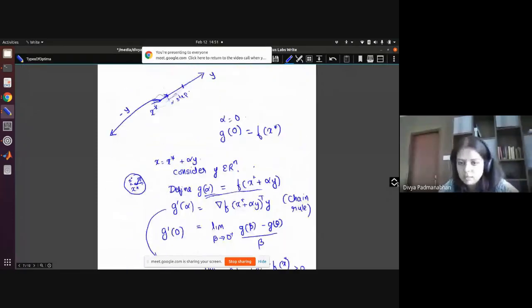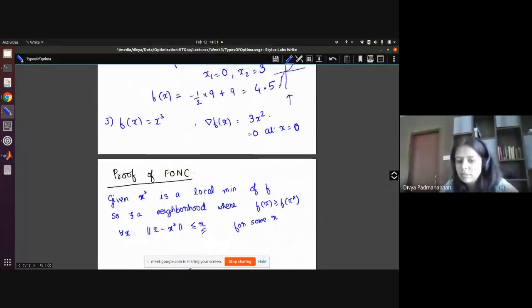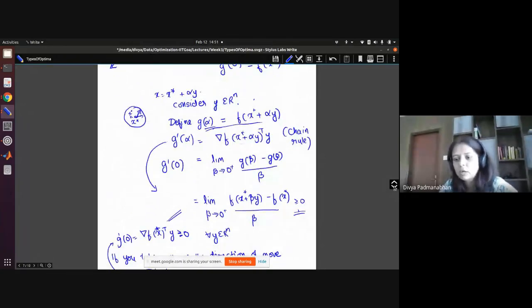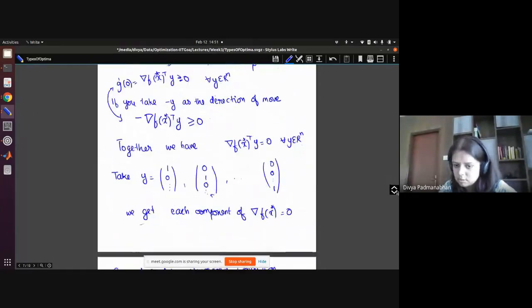So I think you guys would all be quite familiar with using it to find the critical points. But now this is the reasoning for why it works.